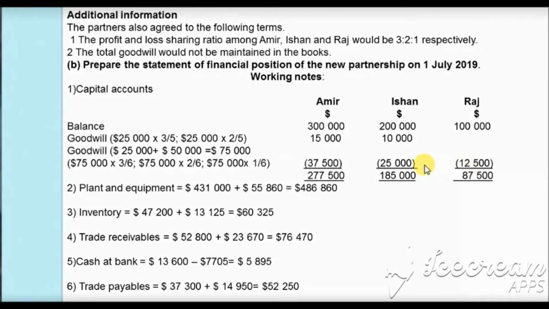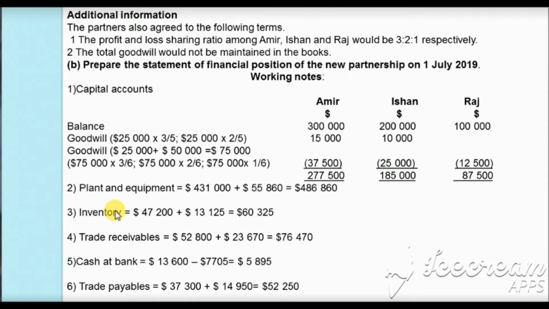So now when we total it up, the total balance in the capital account for Amir will be $300,000 plus $15,000 minus $37,500, which will be $277,500, and the capital balance in Ishan's account will be $200,000 plus $10,000 minus $25,000, which will be $185,000, and for Raj it will be $100,000 minus $12,500, which will be $87,500.